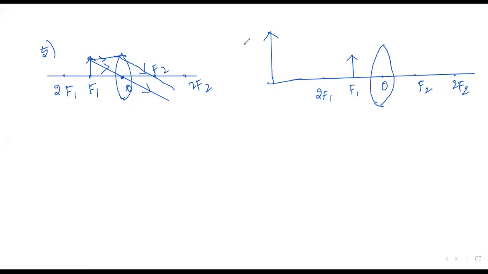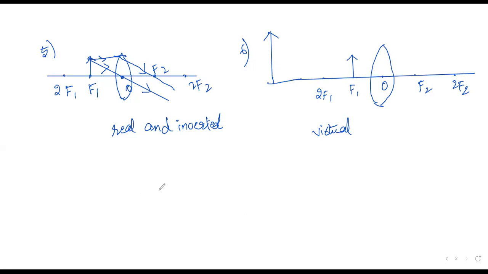Okay, so these are the six cases we have in total. In these six cases, in five cases the image nature is real and inverted, and it forms on the other side. Only in one case is the image virtual and erect, and it is formed on the same side as the object.